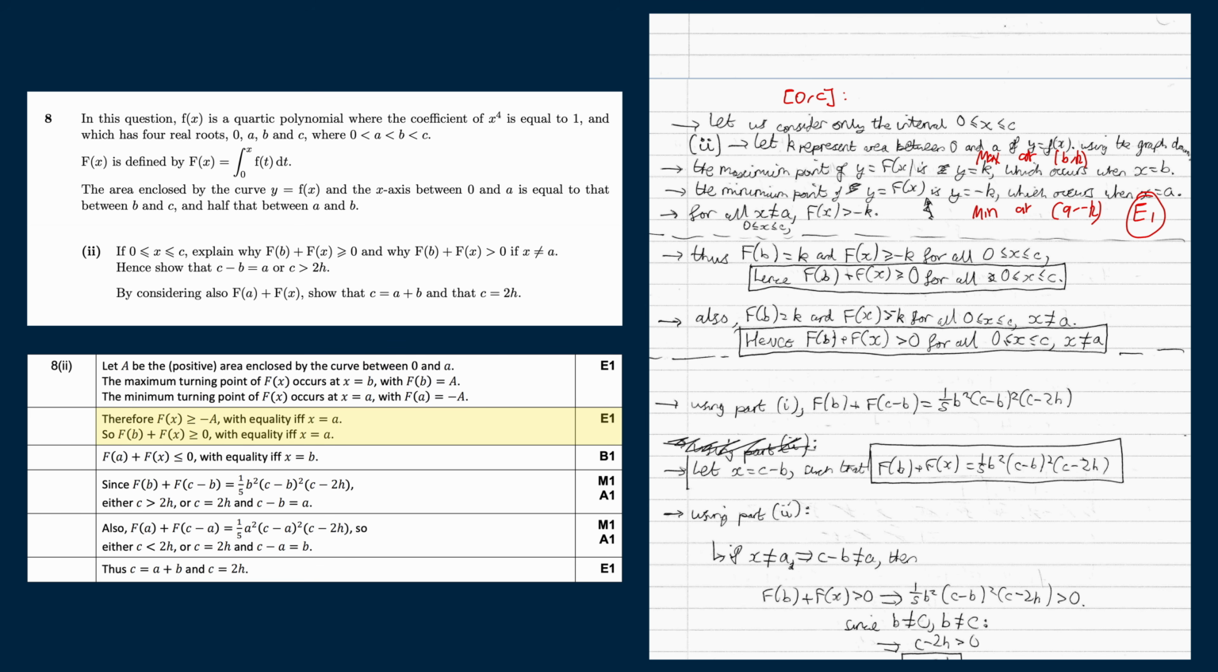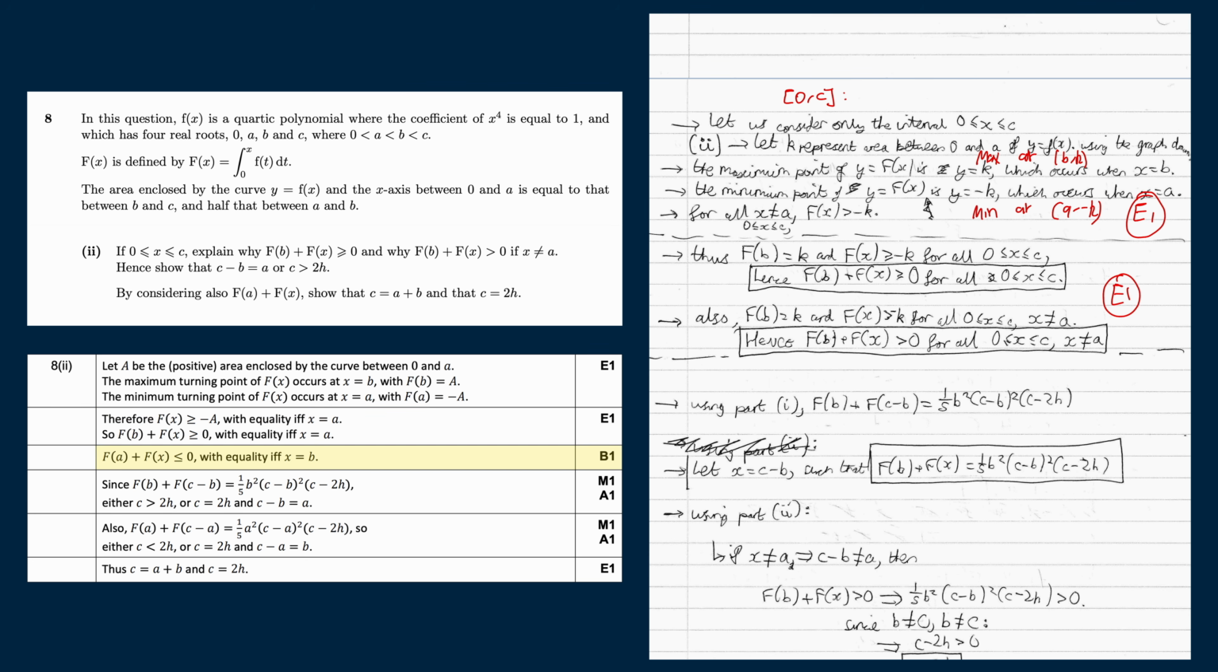The next D mark is for justifying that f of x is always at least that value, with equality only at a specific case, which is at x equals a. So they've said that we have the or equal to, and they've justified that because x is actually not equal to a, because we're excluding that value, we can actually make the inequality strict. So definitely that second D mark is received.